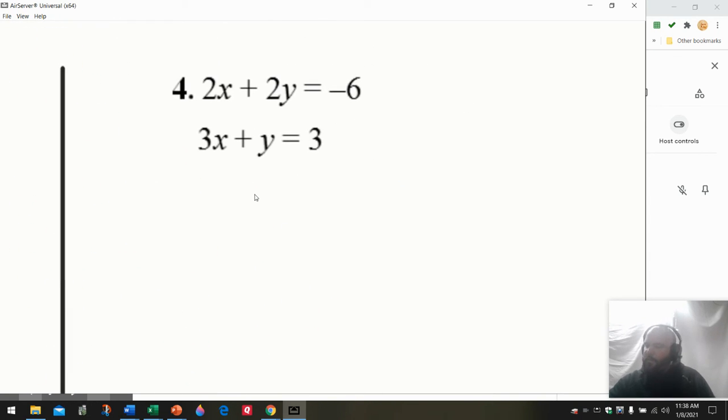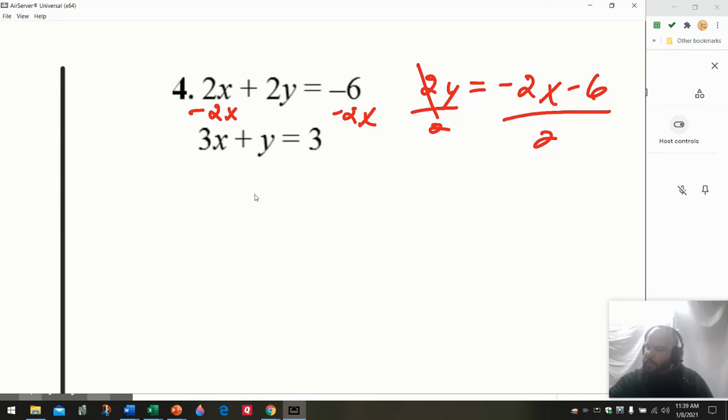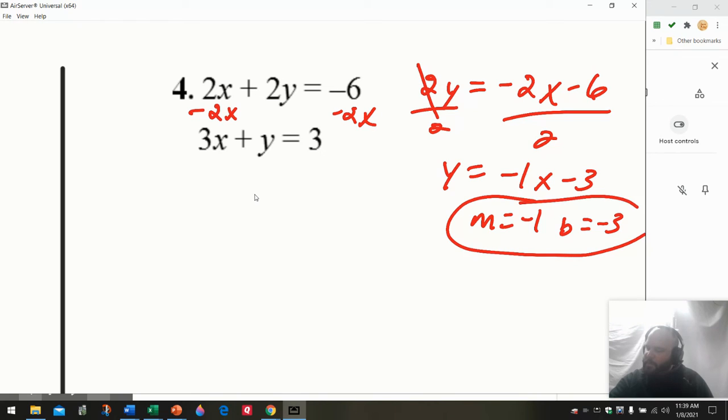The last one, both of these are in standard form. So both of these equations are going to need to be put into slope-intercept form before we can compare their slope and their y-intercept. So when I subtract 2x from both sides, I get 2y equals -2x minus 6. Then I divide all this by 2, and I get y equals -1x minus 3. So the m in here is -1, and the b is -3. So there's my m and my b.